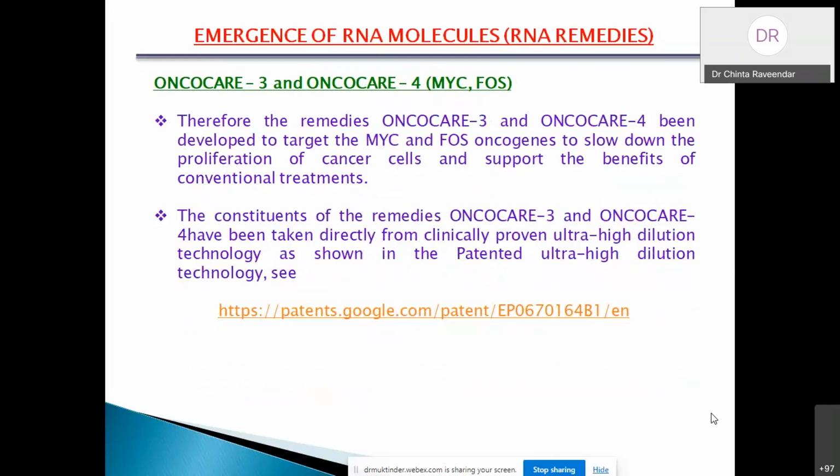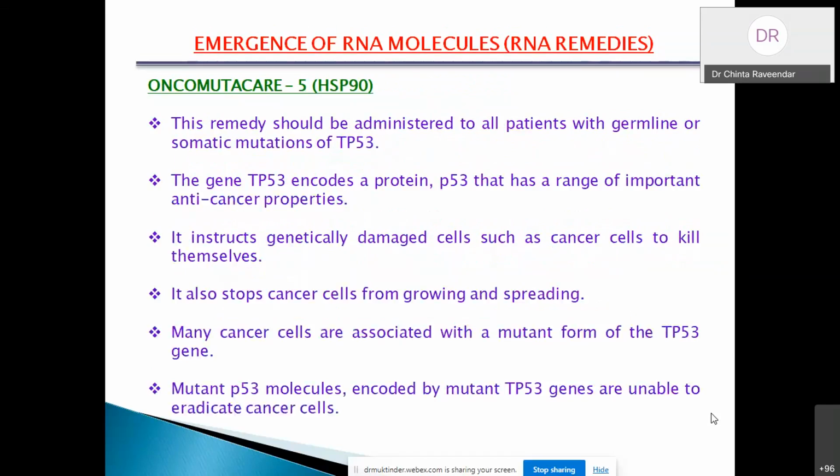Therefore, remedies 3 and 4 have been developed to target these MYC and FOS oncogenes to slow down the proliferation of cancer cells and support the benefits of conventional treatments. The constituents of these remedies 3 and 4 have been taken directly from another patent, which is available there. You can also go through it. Next. Now coming to the fifth molecule.